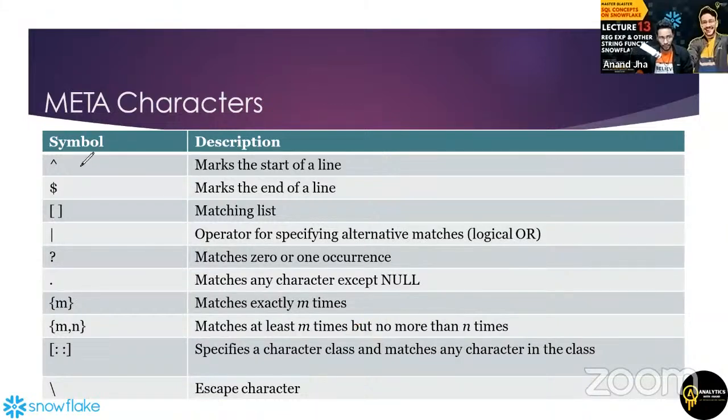You should be aware of all these characters, when and where to use them. If you forget it, you can refer to this PPT. But you should be aware, because in an interview, they may ask you. The caret is the start of a line. Dollar denotes always the end of a line. Square bracket is the matching list, same as a list. Operator, this is the pipe. 0 or 1 occurrence is the question mark. Dot means any character except null. Curly bracket matches exactly M times.